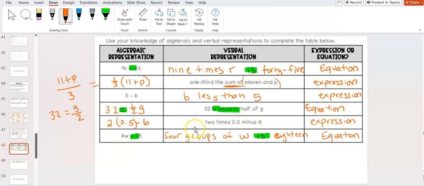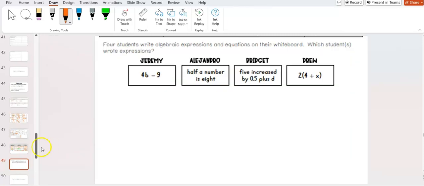Here they gave us a decimal, so 2 times this decimal minus 6. So 2 times 5/10, take away 6. That's an expression. And then the last one is another equation. I chose to use 4 groups of w. You could have done 4 times w. 4 multiplied by w is 18. Okay, and those are our expressions here.